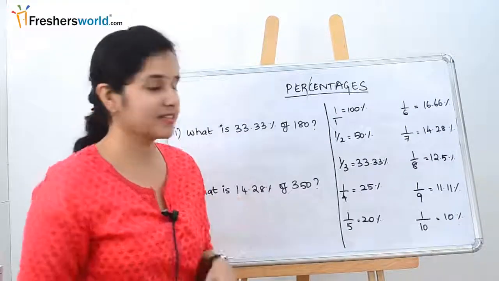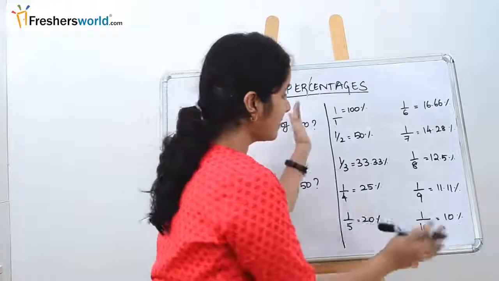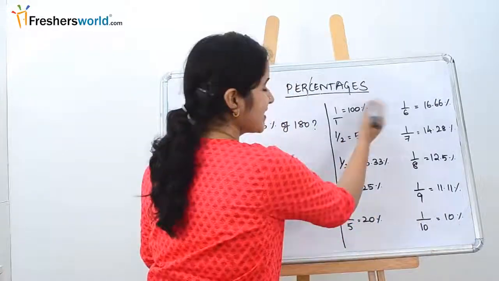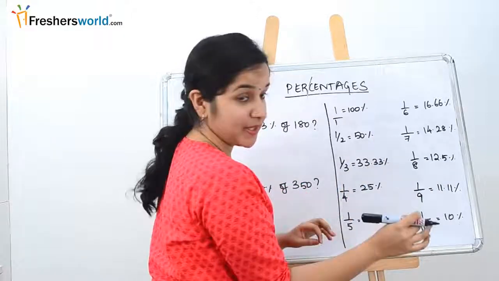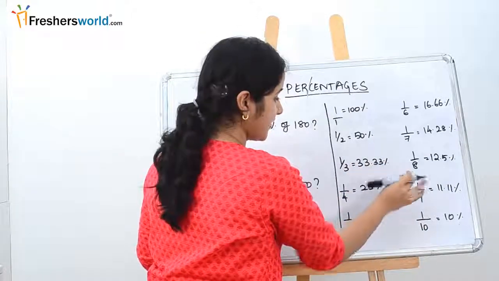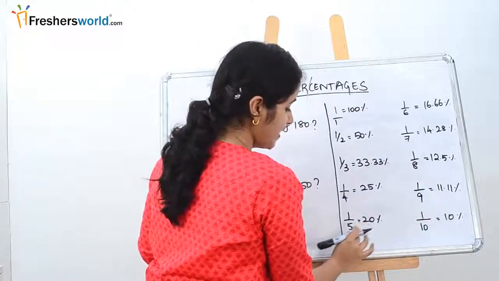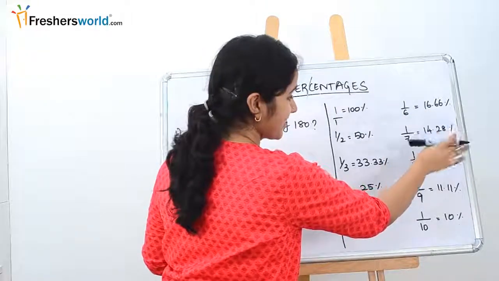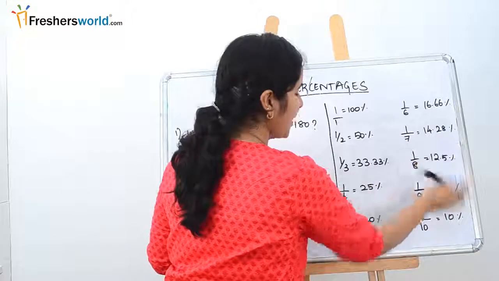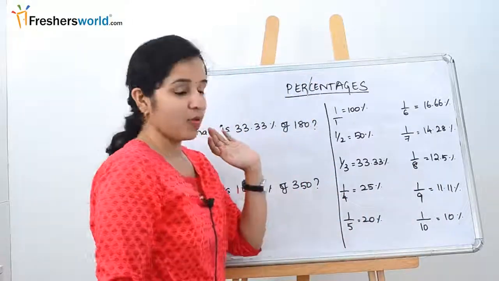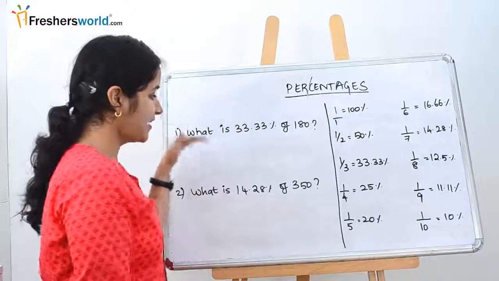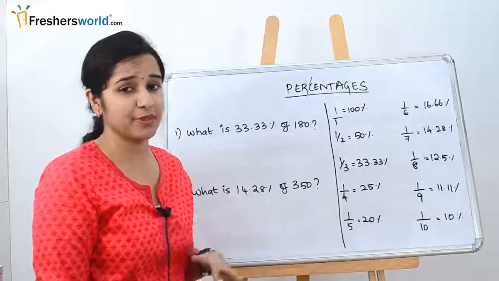The second part is that you should first memorize it from 1 by 1 to 1 by 10. So 1 by 1 is nothing but 100%, 1 by 2 is 50%, 1 by 3 is 33.33%, 1 by 4 is 25%, 1 by 5 is 20%, 1 by 6 is 16.66%, 1 by 7 is 14.28%, and so on till 1 by 10. Where is this useful? Let's take a question. You will find these questions a lot in aptitude examinations.